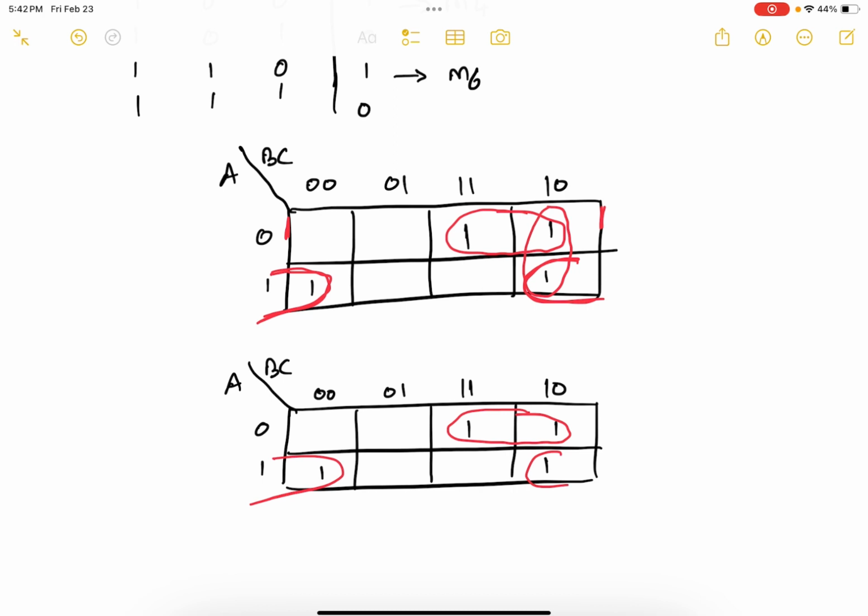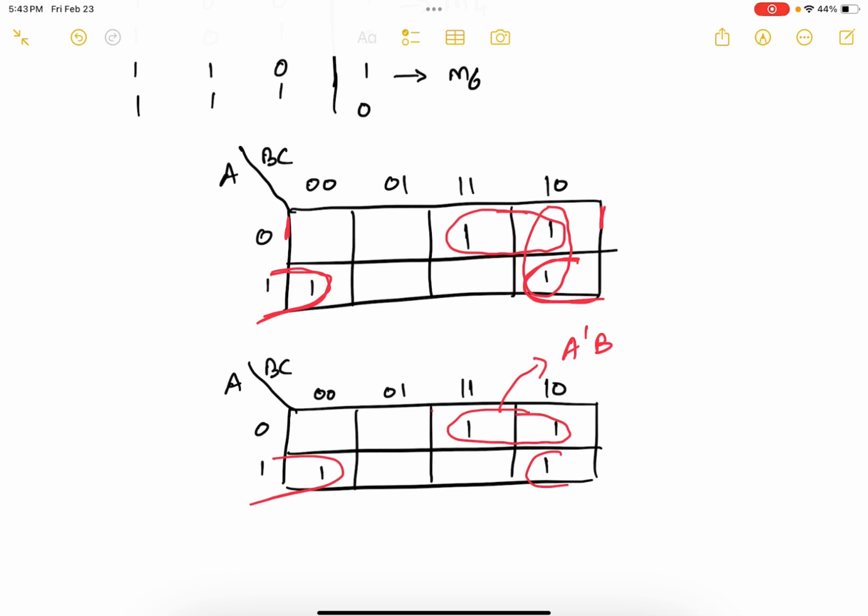So this one would be... The common term here is A prime. So you need to go vertically and horizontally. Vertically it's the same row, so A prime is the common term. And the next common term is B, because B is remaining 1 and 1 here in both these cells. However, C is changing, so we write A prime B.